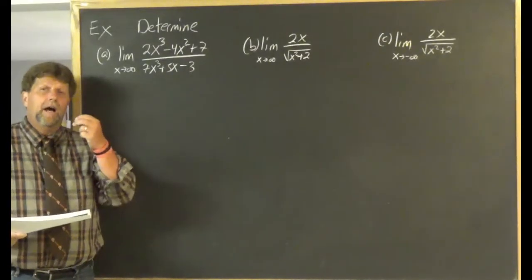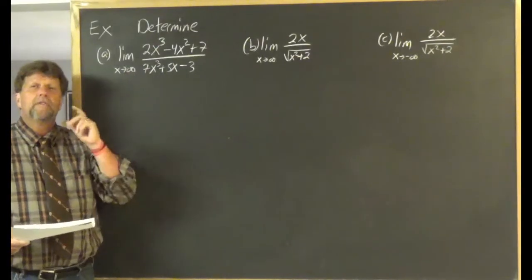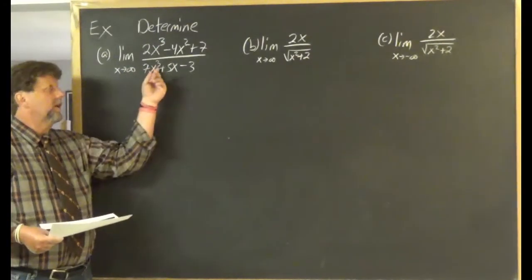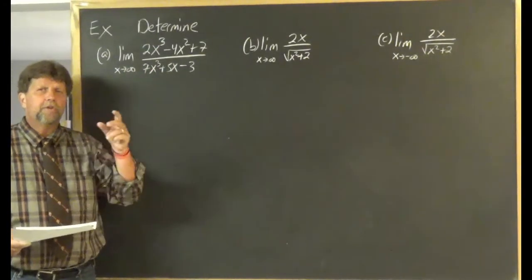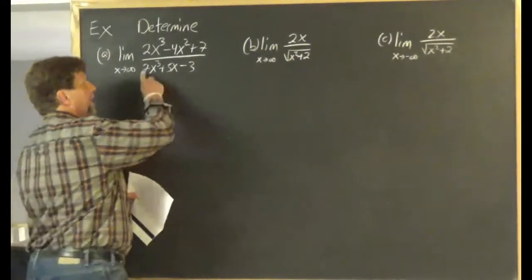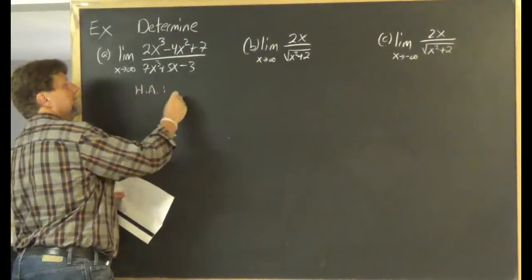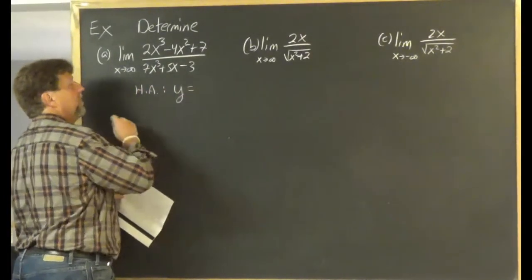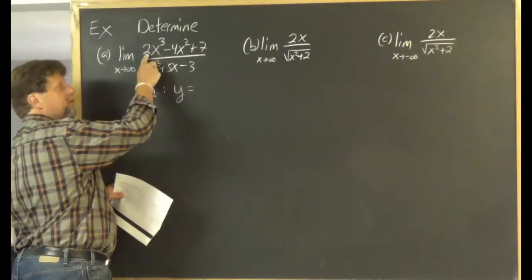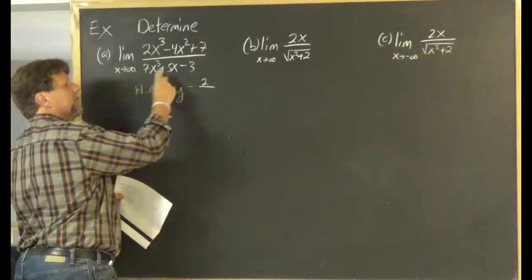So I look at the degree of the numerator, it's 3. The degree of the denominator is 3. So when the degree of the numerator is equal to the degree of the denominator, if I were to graph this, the horizontal asymptote is the line y equals the leading coefficient of the numerator over the leading coefficient of the denominator.